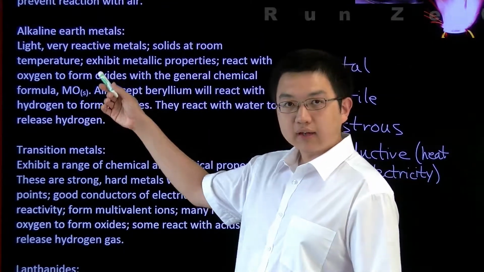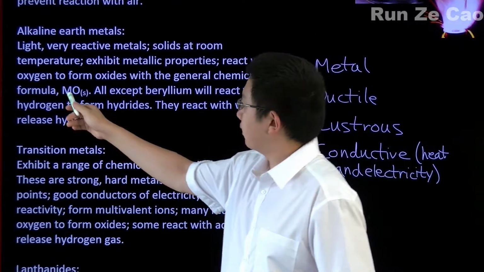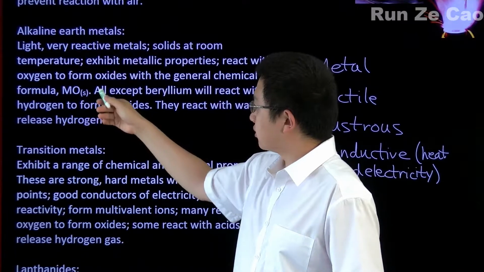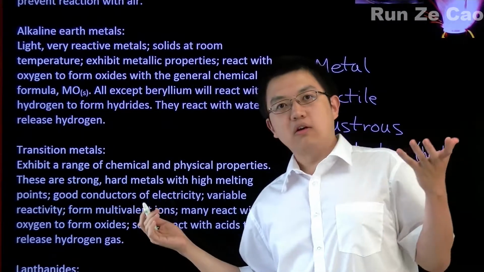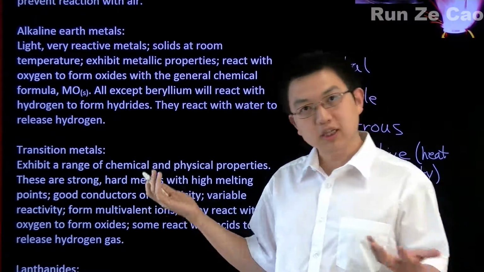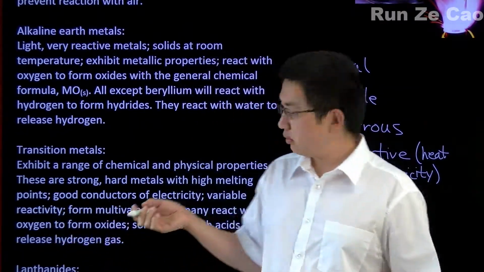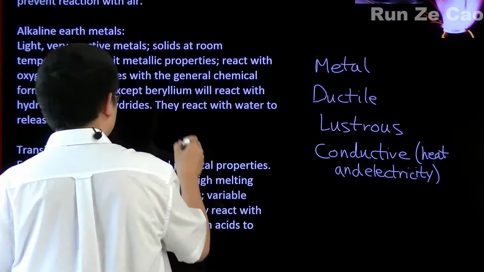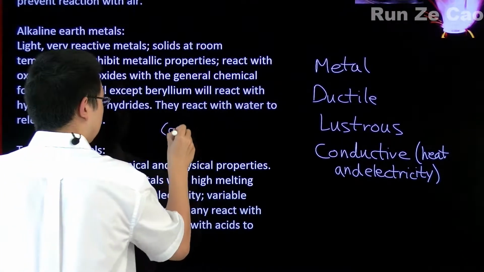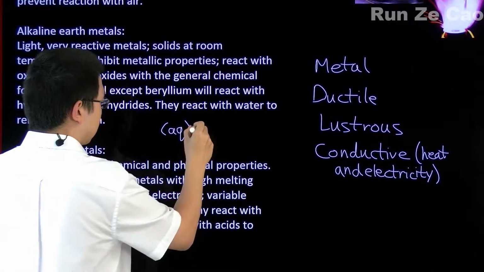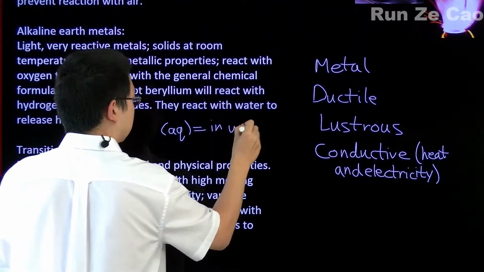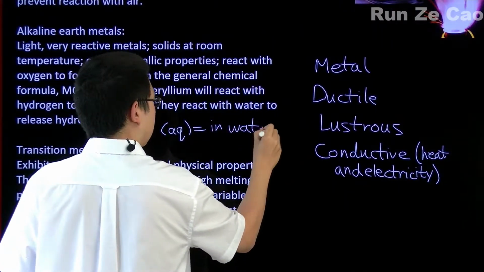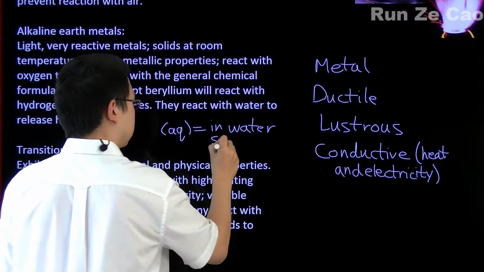But these react with oxygen to form this type of oxide, MO, solid. The little S indicates it's solid. What happens if it says L? That's liquid, right? And what about G? Gas. And sometimes you see AQ. This means aqueous, i.e. in water solution.